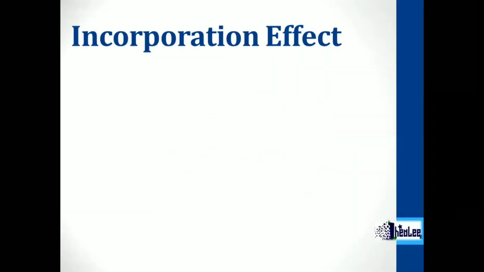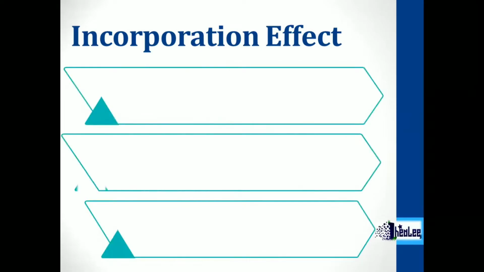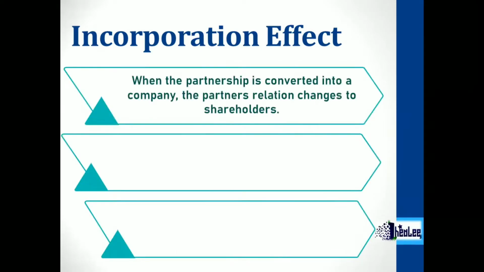What is the effect of incorporation on, for example, a partnership? So let's look at that. The first effect is that when the partnership is converted into a company, the partners' relation changes to shareholders. So now you're not going to refer to them as partners of the business. They're now referred to as shareholders, because what they'll be doing is purchasing shares in the company. And remember, persons that purchase shares, or stock, the very same thing, are referred to as shareholders. So they're owners of the business.